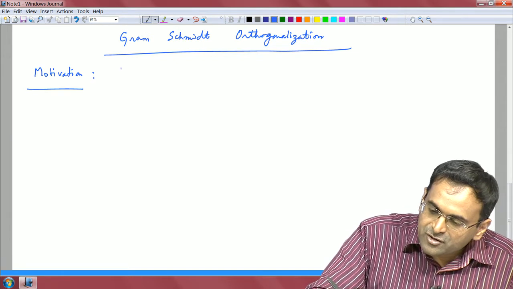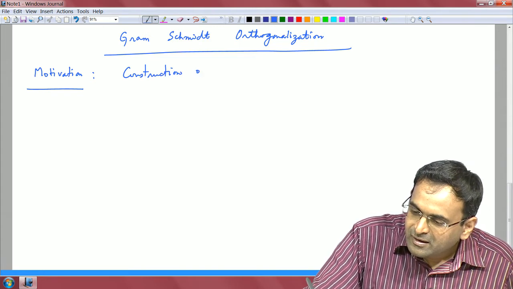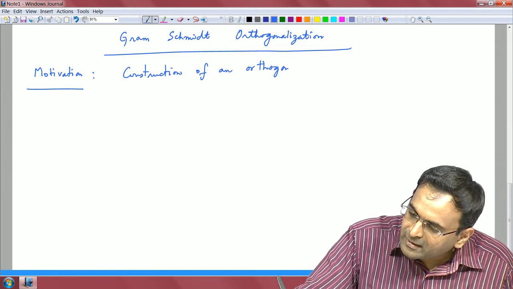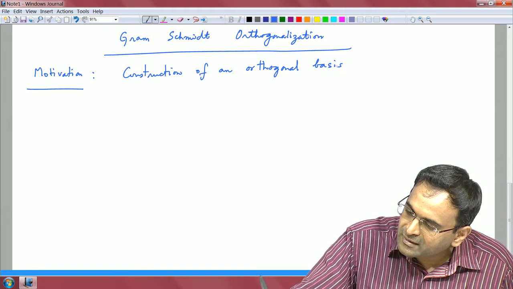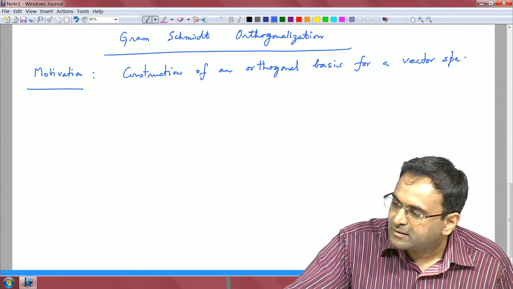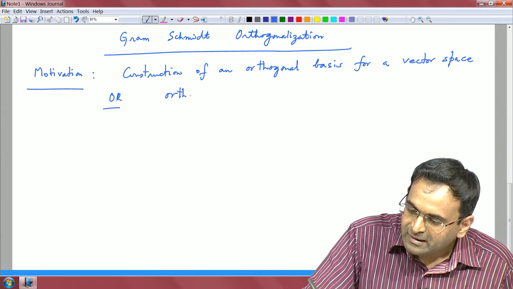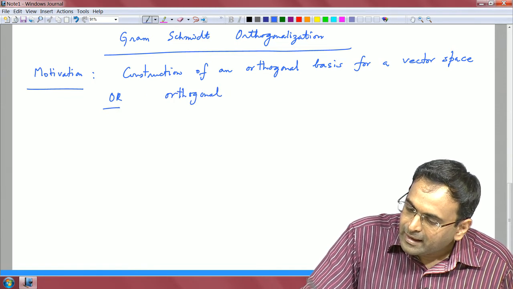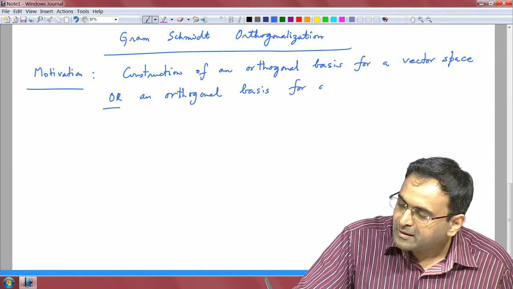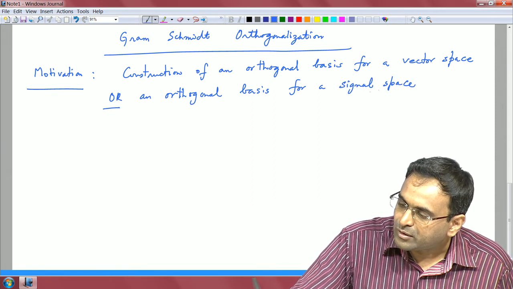Okay. So the motivation is construction of an orthogonal basis for a vector space, or possibly an orthogonal basis for a signal space.